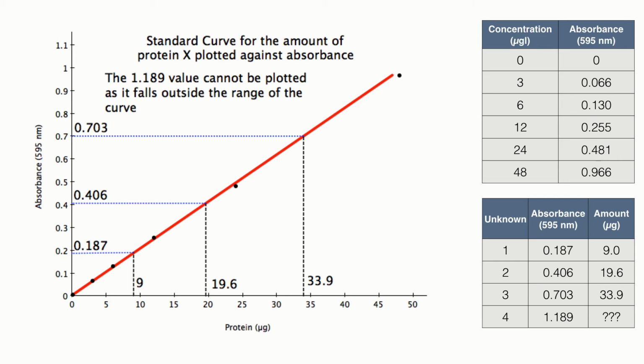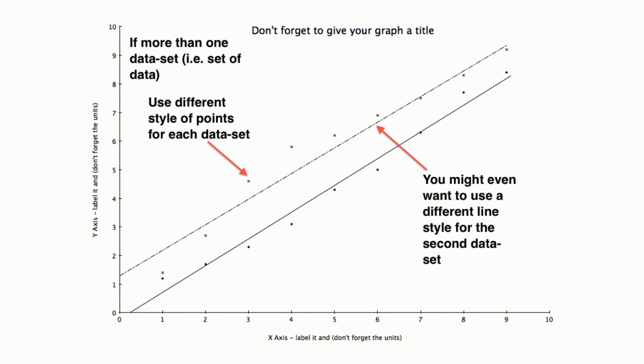that cuvette. Now sometimes you will have to plot more than one set of data on a graph. If you do this, the standard approach is to use different styles of points for the different data sets so they can be distinguished. Sometimes you might even use a different style of line for the line of best fit so that you can see what's going on and which line is what.